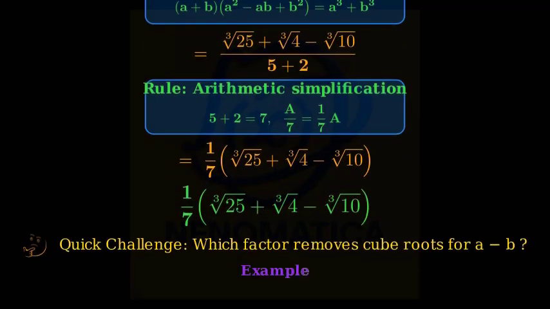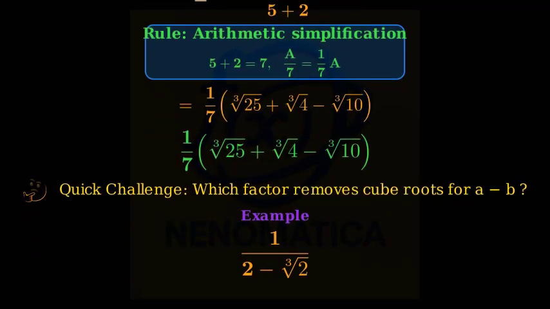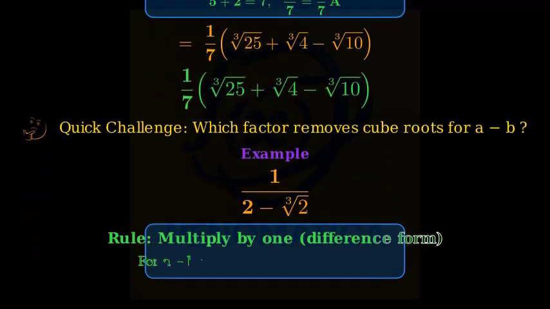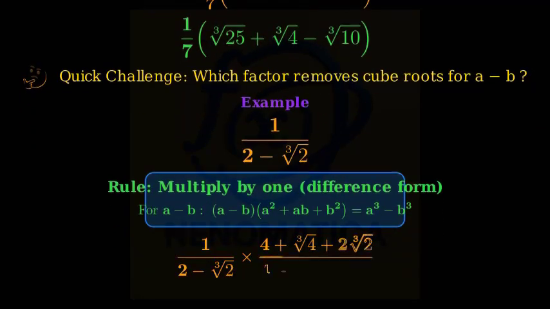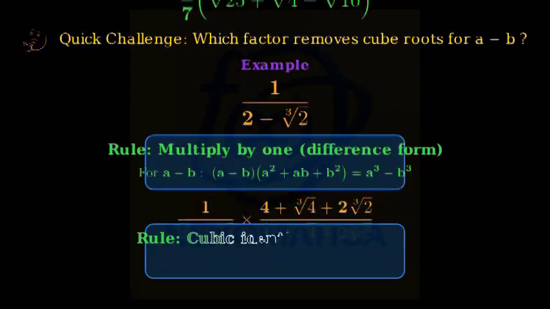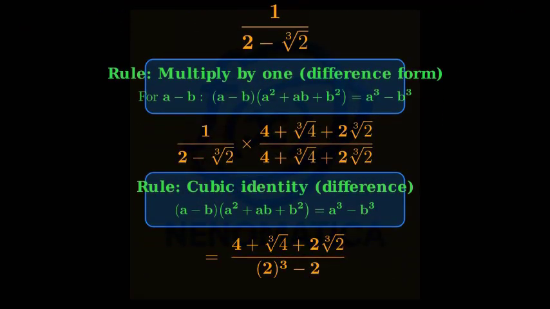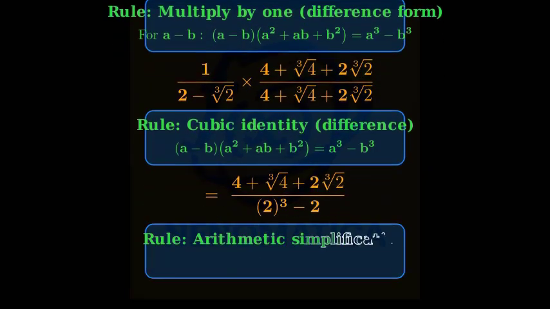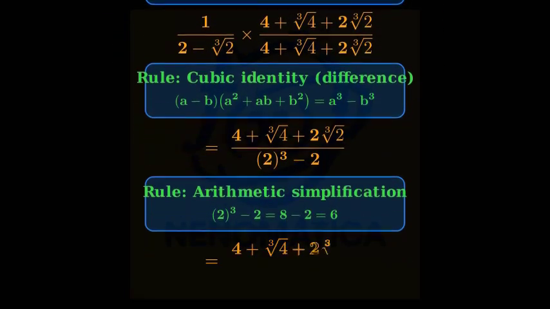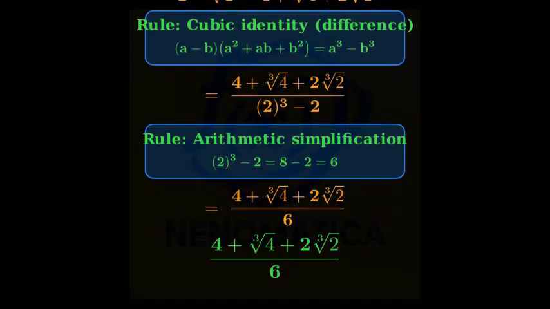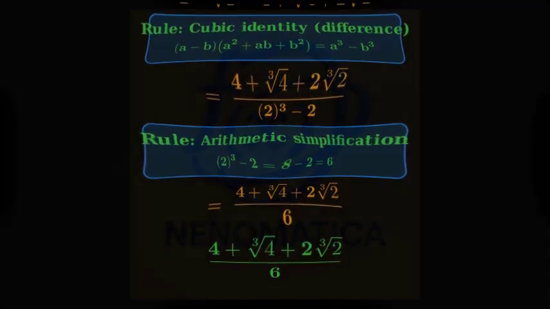Now, a second example with a difference in the denominator. Step 1. For a minus b, the matching factor is a squared plus ab plus b squared. Multiply top and bottom by that to keep the value the same. Step 2. Apply the identity in the denominator. We get a cubed minus b cubed, which is 2 cubed minus 2. Step 3. 2 cubed is 8, so 8 minus 2 equals 6. The result is the numerator divided by 6.